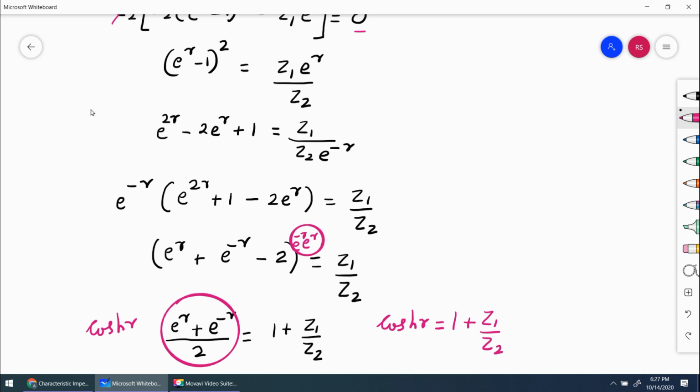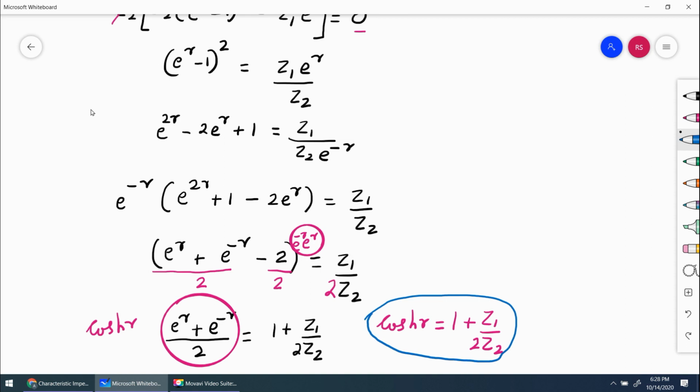Divide this also by 2, and this is 2. Because we are dividing by 2, I'll just show it here. This is by 2, this is by 2, which we get over here, and this is by 2. So we get the equation, that is cos of hyperbolic gamma is equal to 1 plus z1 by 2z2.